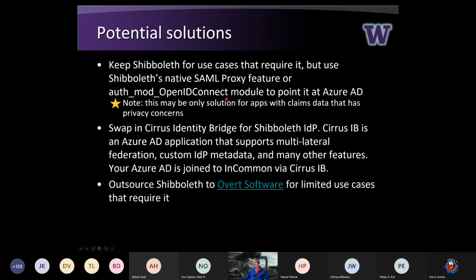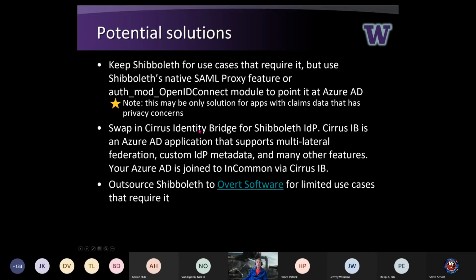So, solutions. You can keep Shibboleth around. That way, you've got access to those relying parties that are in InCommon or what have you. You could use the SAML proxy feature, which is native to Shibboleth, to point to Azure AD as the authentication for your Shib implementation. That way, users have a common experience in terms of authentication.